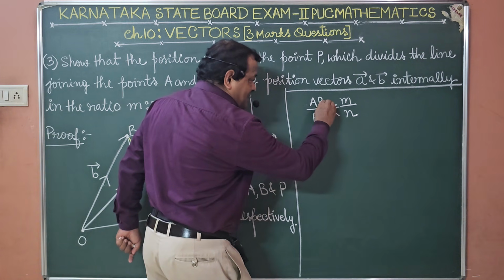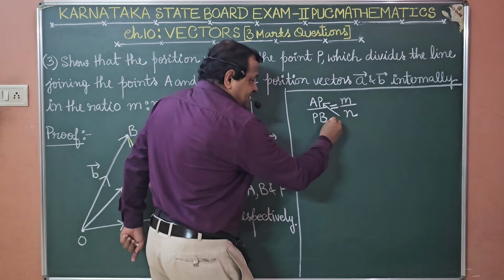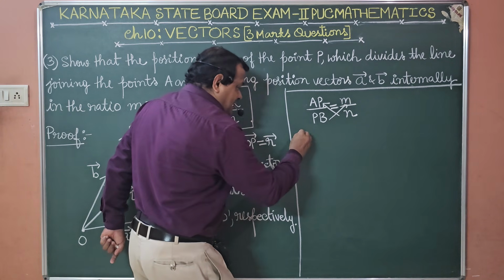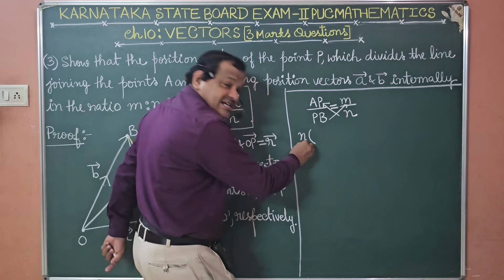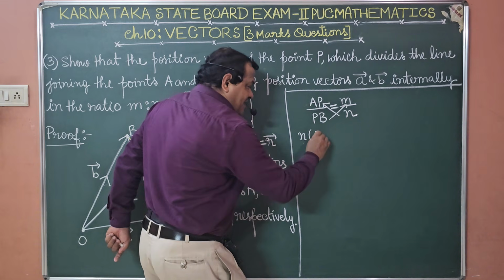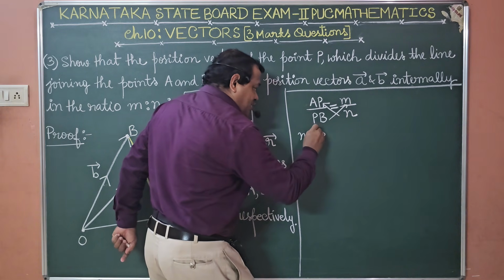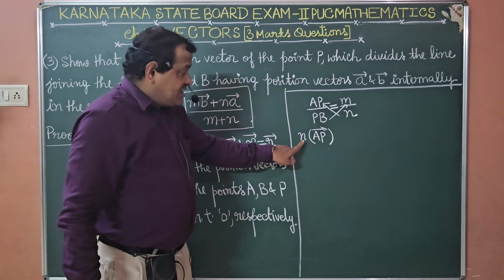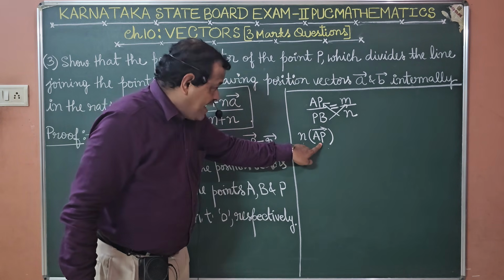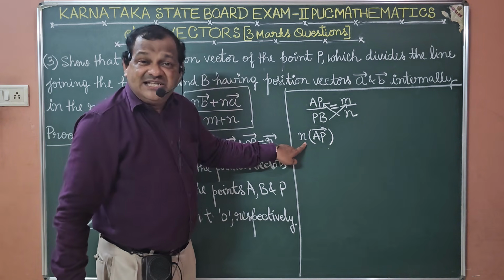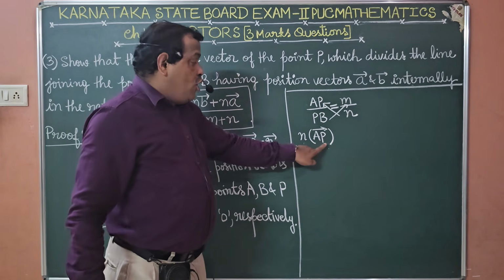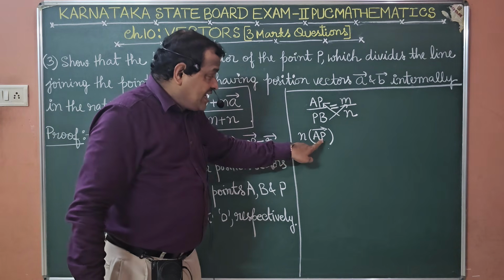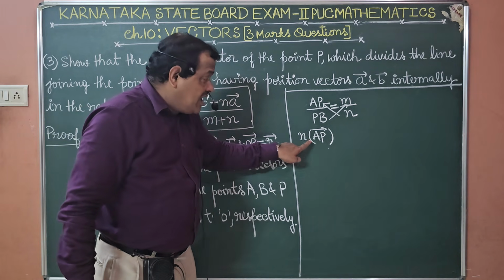I multiply this AP by N and this PB by M. The moment I multiply, it becomes N into AP vector. Is it a meaningful multiplication? Yes. It is multiplying a vector, which is the AP vector, by the scalar N. N is a scalar, so it is scalar multiplication of a vector, not ordinary multiplication. It is multiplying a vector by a scalar.